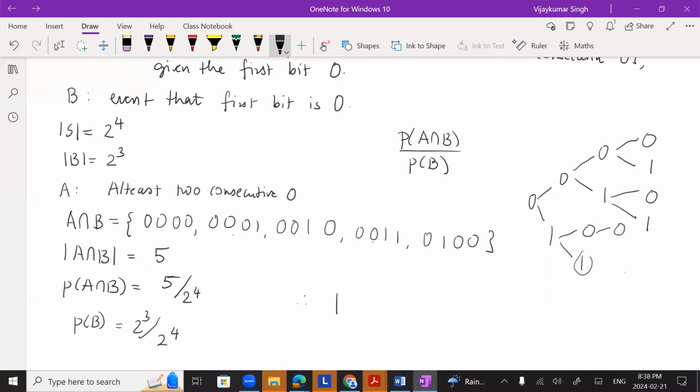Therefore, the probability of A given B is 5 divided by 2 to the 4, divided by 2 to the power 3 divided by 2 to the 4. The 2 to the 4 can cancel. So the answer is 5 over 8. Does this make sense?